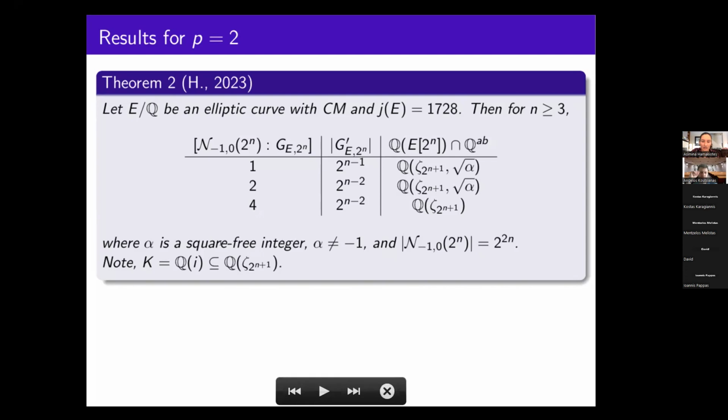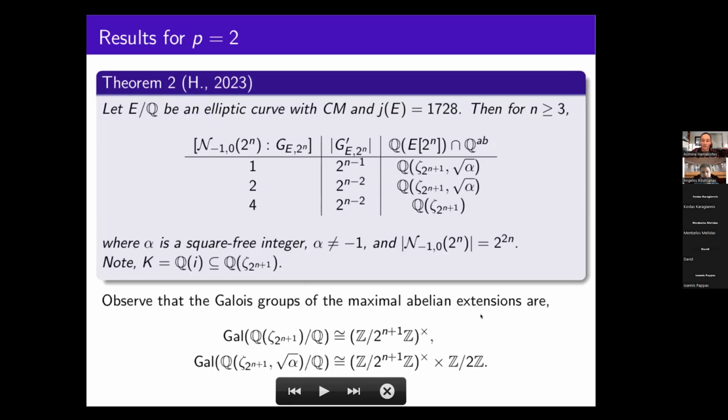But in any case, alpha is a square free integer that's not -1. And again, K is Q adjoin i in this case, which is contained in the roots of unity, so you're not really seeing a K here. If the index is 4, we just get the roots of unity, and if it's 1 or 2, we also get a square root of alpha. Again, the Galois groups are just what we expect.